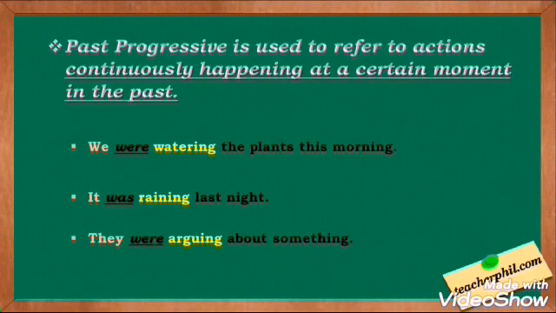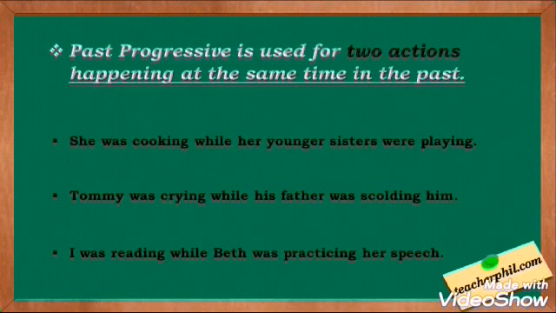Here, the verb in the first example is were watering. The second one, was raining. The third one, were arguing. So the form is was or were plus verb plus ing. This is the form of the past continuous.